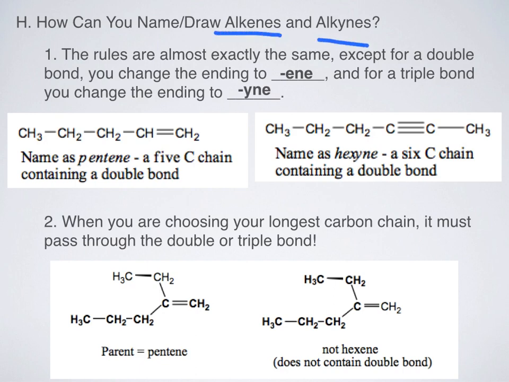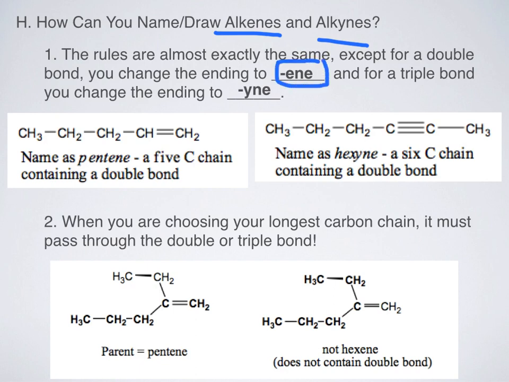So what are those rules? Well, we already went through them. So if you have some problems with naming branched alkanes, make sure that you look over those, because we're not really going to be reviewing them very much. The rules, though, are almost exactly the same. All I have to do is change my endings.